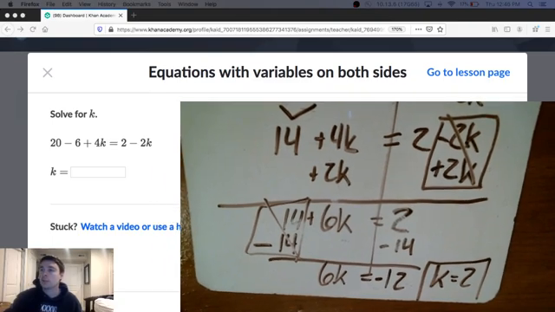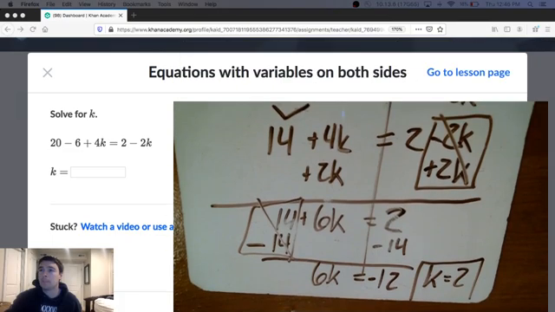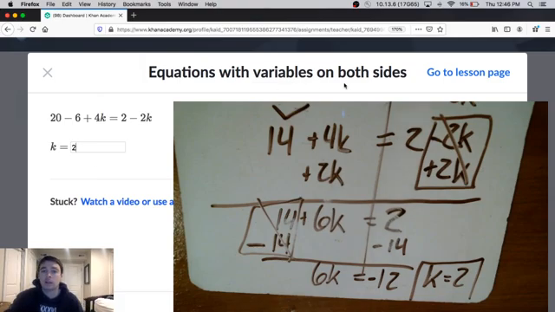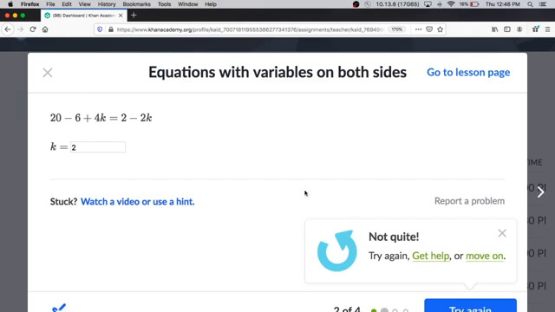So I'm going to plug that 2 in for k, see what happens. Oh, give me 1 second. Plug that 2 in for k, and just give me 1 second to bring that to the top, and I'm going to check that 2 for k. And oh no, Khan Academy tells me I'm wrong. It says not quite, try again, get help.